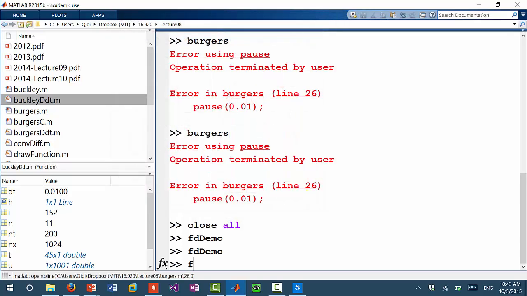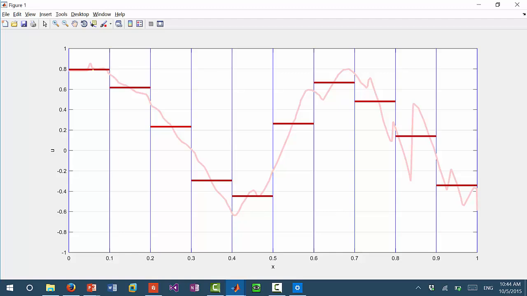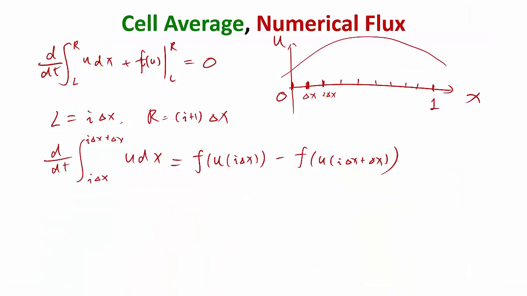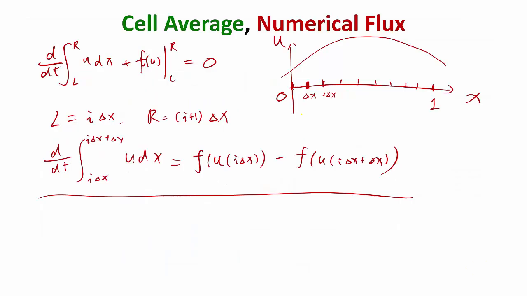So let's redo that. We draw a function that is like wiggly. This is what the computer remembers, the average of the function within each control volume between I delta x and I plus 1 delta x. And why is it useful in this? How does the volume averages relate to this equation?